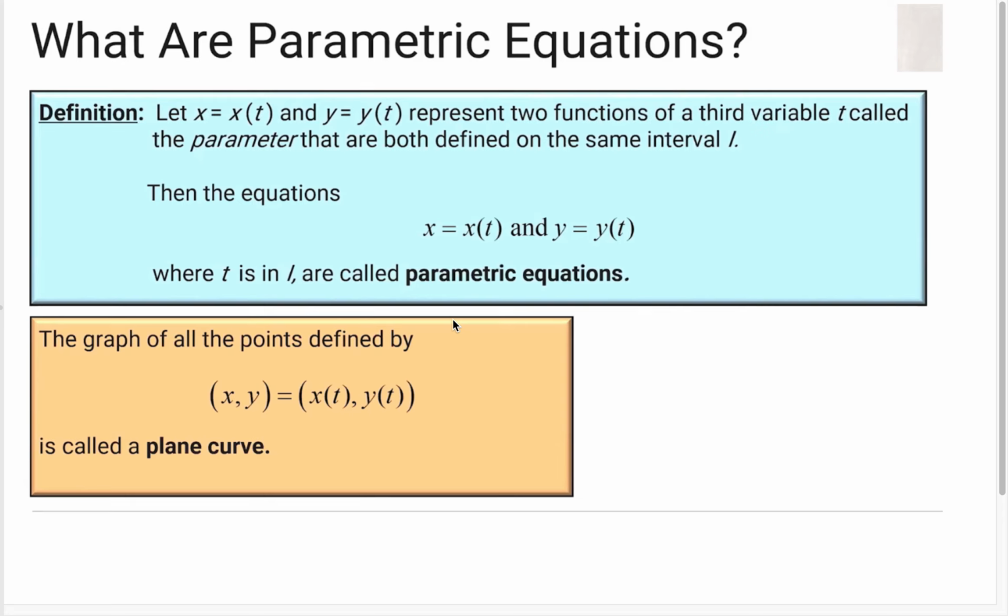Here's the definition. Let x equals x of t and y equals y of t. They represent two functions of a third variable t, called the parameter, that are both defined on the same interval I. Then the equations x equals x of t and y equals y of t, where t is in this interval I, are called parametric equations. And what you're going to see today is that the graph of all the points (x of t, y of t) is called a plane curve.